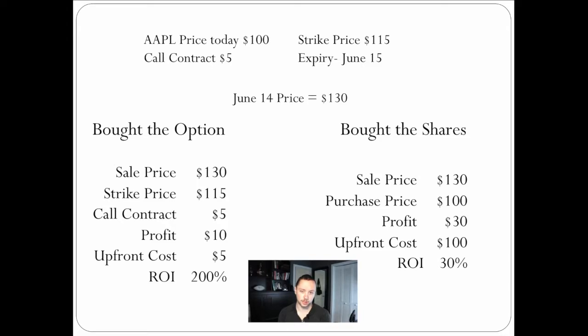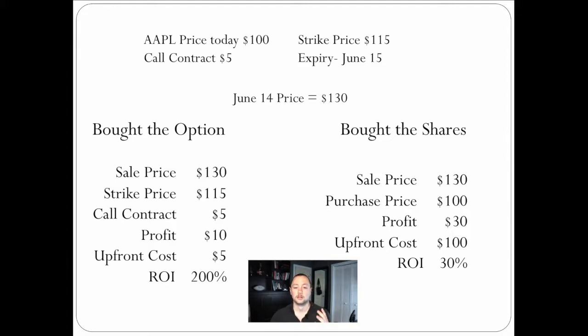Now I'm buying that contract in a unit of 100 shares, so this contract is really going to cost me $500. That $500 is divided by 100 shares. For this example, I'm going to break it down on a per share basis because it's easiest to compare the benefits of buying the option versus buying the shares, and that's probably the main thing you guys want to figure out right now.